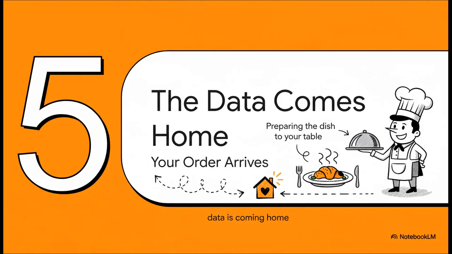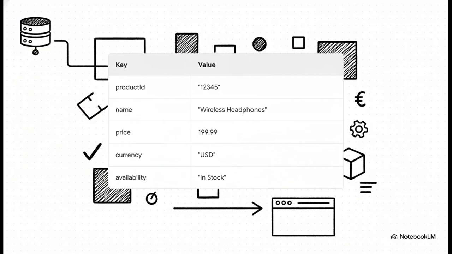But let's not dwell on that. Let's go down the happy path. Let's say the server did find the product, everything checks out, and it's all good. Now it's time to cook up that dish and send it right back to your table. And boom, here it is. The server sends back this perfectly structured chunk of data.